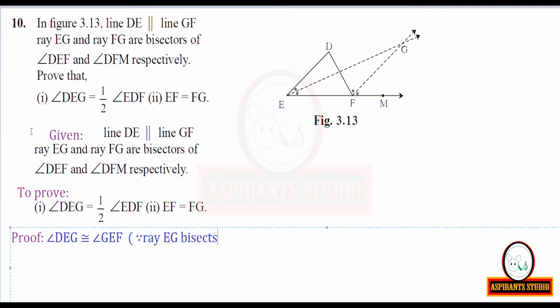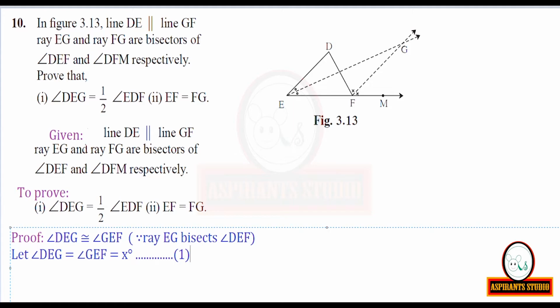Now coming to the 10th problem. You are given line DE is parallel to line GF. Ray EG and ray FG are bisectors of angle DEF and angle DFM respectively. You have to prove that angle DEG is equal to half of angle EDF, and EF is equal to FG. That is, measure of angle DEG is equal to half of measure of angle EDF, and also you have to prove that EF is equal to FG.